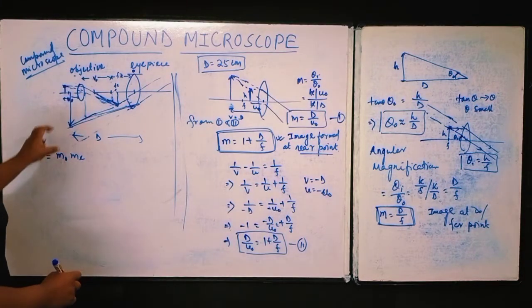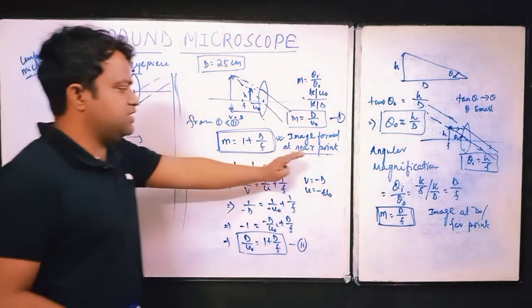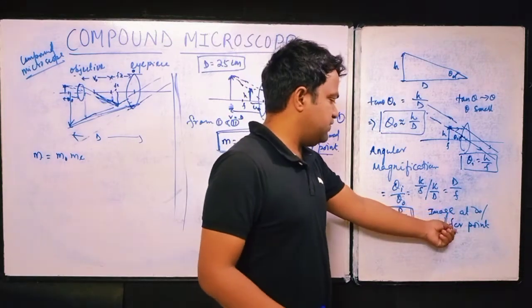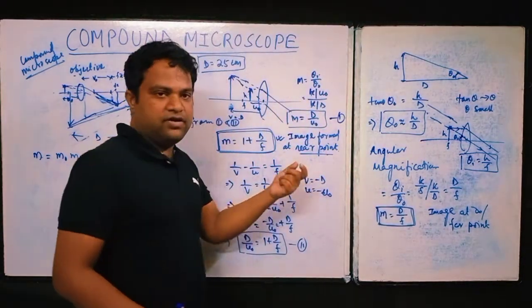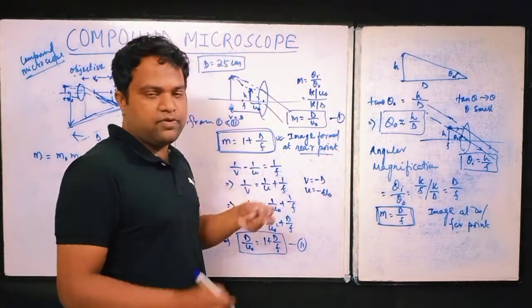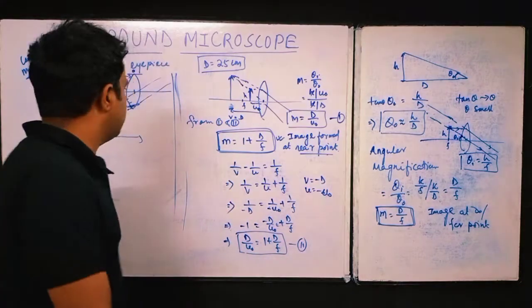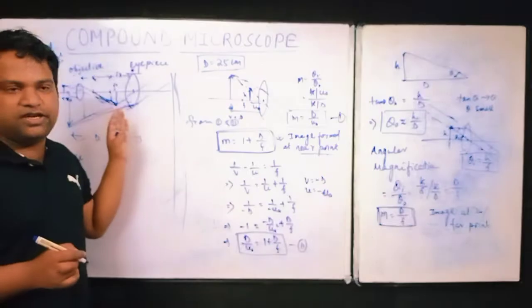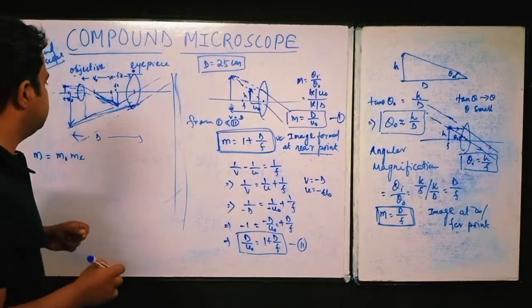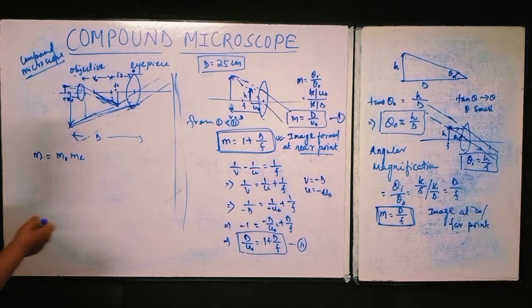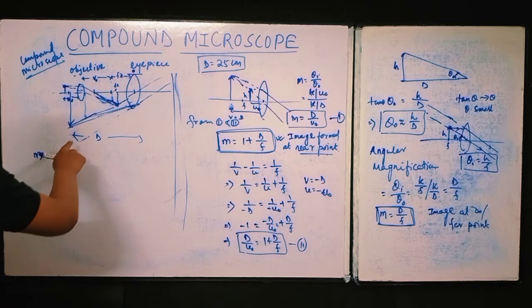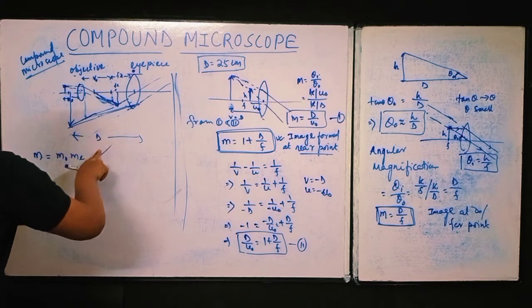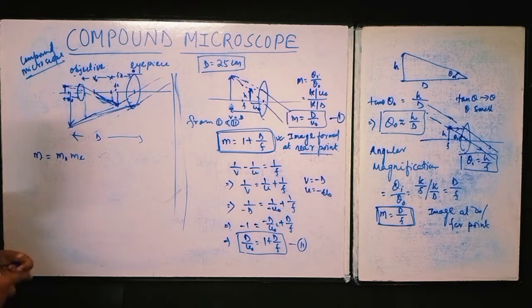So there will be two cases again. One is the image formed at infinity by the eyepiece, and the other is the image formed at the near point, that is the least distance of distinct vision. In both cases, two magnifications will come. Now, I think the construction is clear. If it is not clear, you can write in the comment box, so that I can explain again in one more video, right?